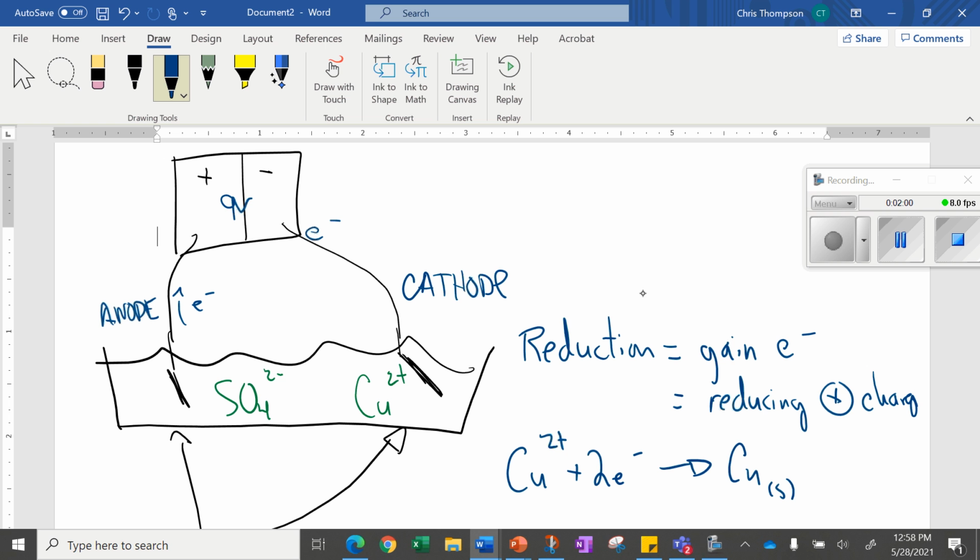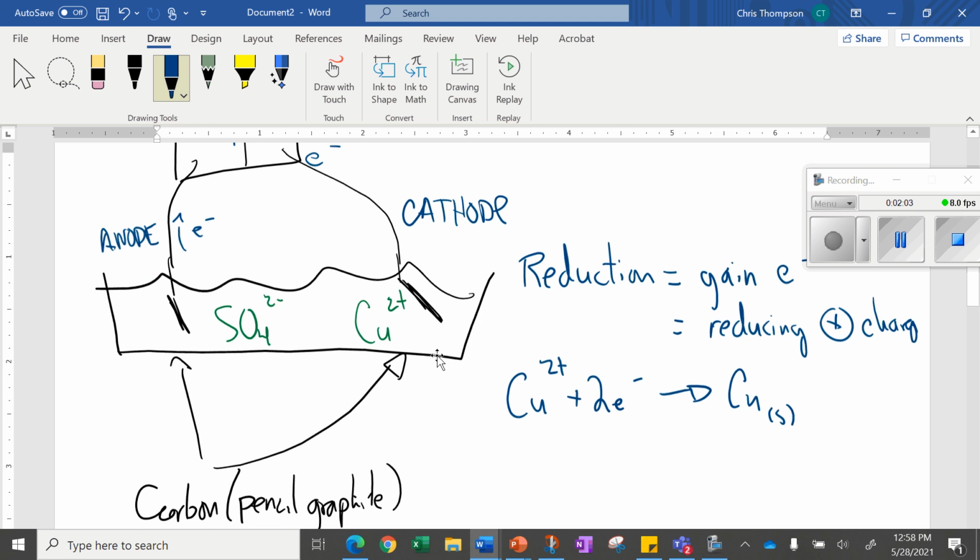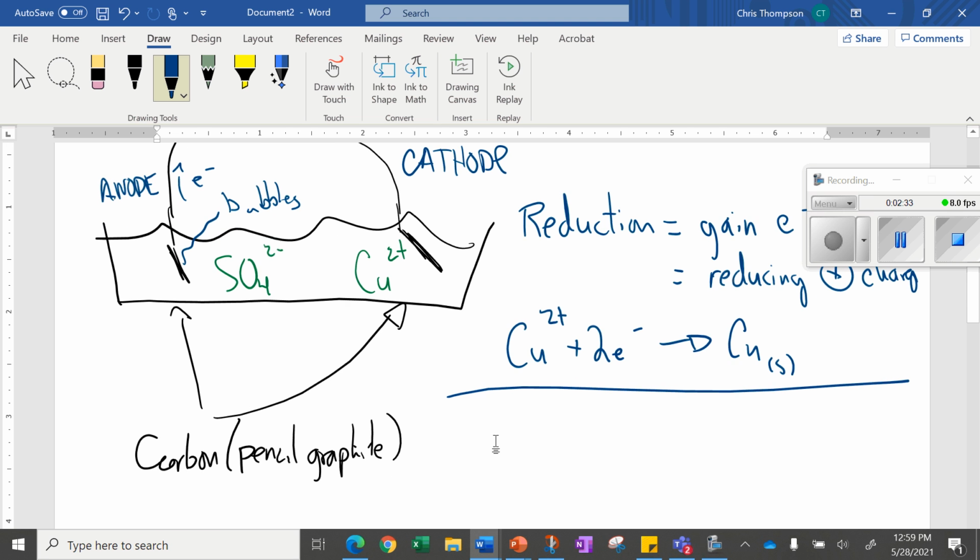The other side of it is that over on this side at the anode, those electrons are being used to do something else. In that case, the water is being oxidized. At the anode, you saw some bubbles being formed as a result of this reaction. The bubbles are forming because my water is being oxidized down here. So oxidation, you are losing electrons.